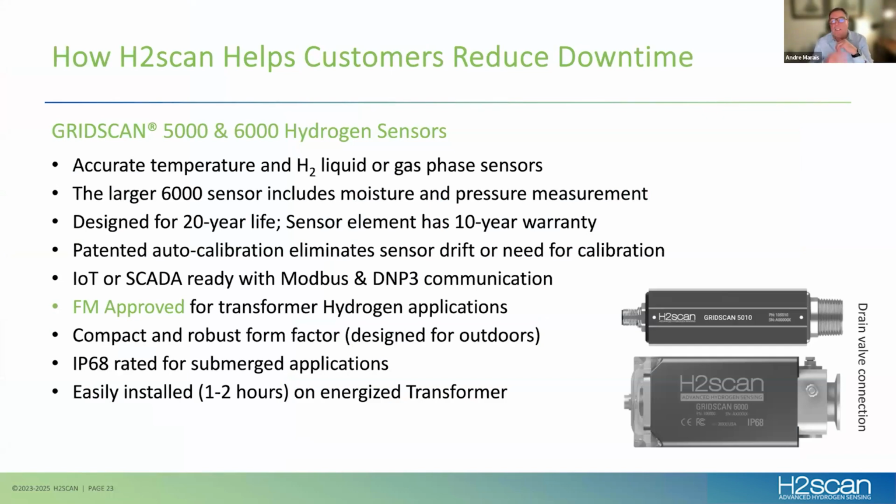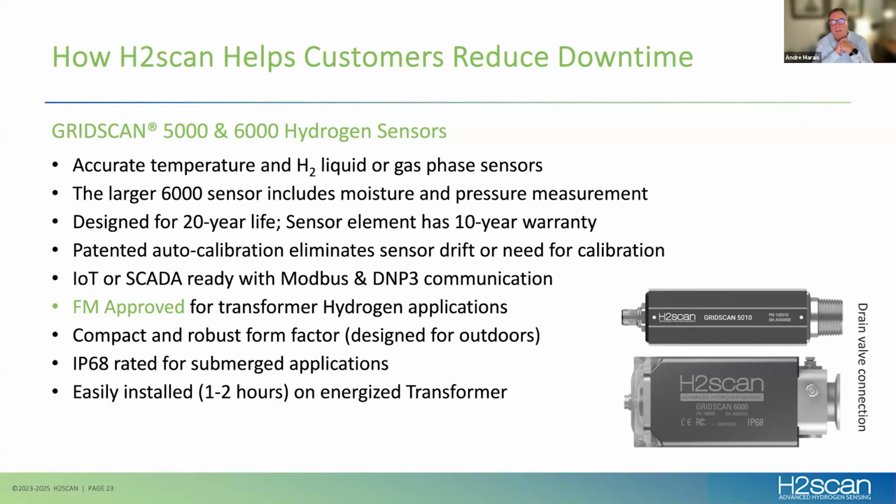When we talk about our sensors, I'll be very brief. How do we help customers reduce their downtime? What is it that customers look to us to help them with? The products that we typically use, there's two of them as sensors, are the H2scan 5000 and 6000. They're very accurate temperature and hydrogen liquid or gas phase sensors.